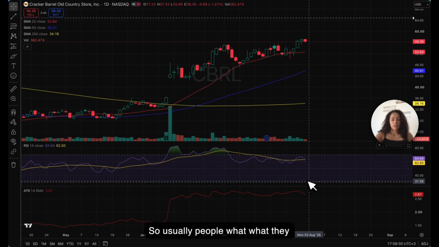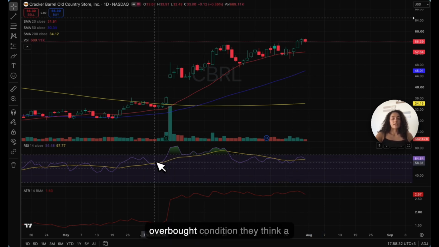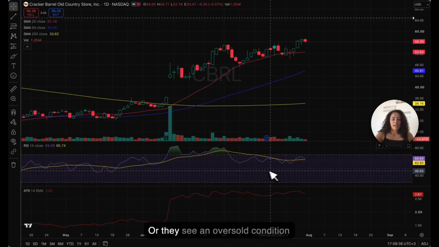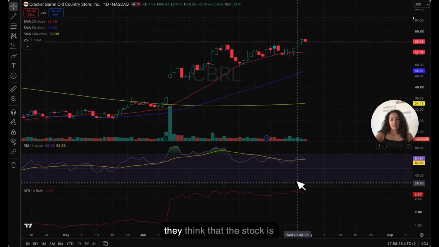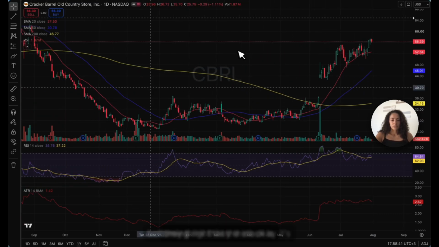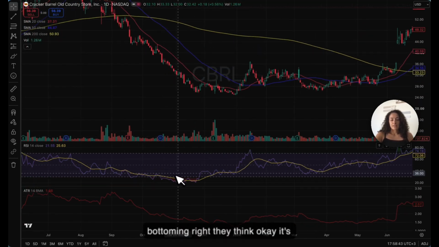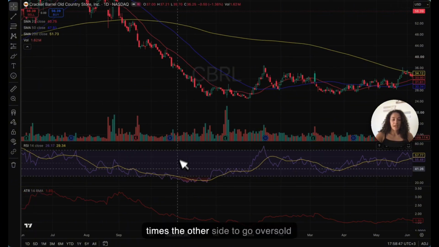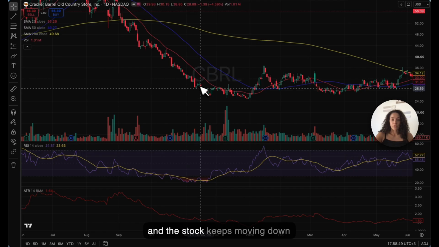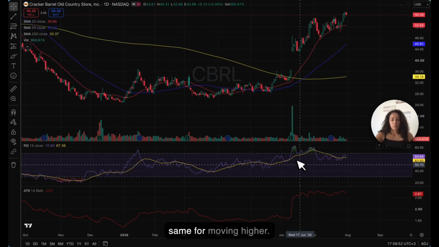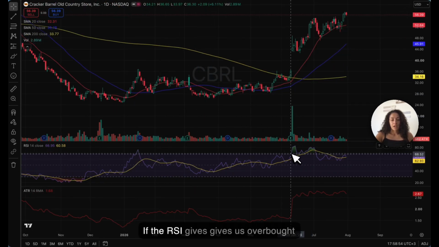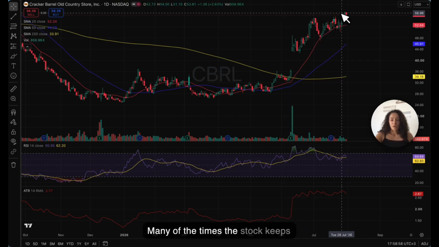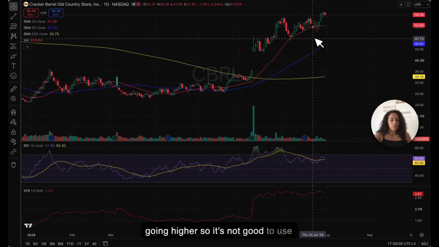So usually what people do is they see an overbought condition, they think a reversal might happen, and they sell the stock. Or they see an oversold condition, they think that the stock is bottoming, right? And they think, okay, it's time to buy. Well, that's not true, because many times the stock goes oversold and keeps moving down. Same for moving higher. If the RSI gives us an overbought condition, many of the times the stock keeps going higher. So it's not good to use for reversal.